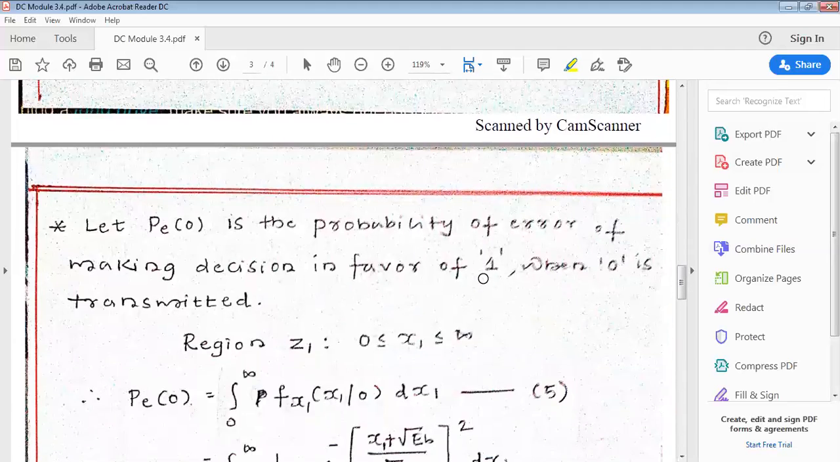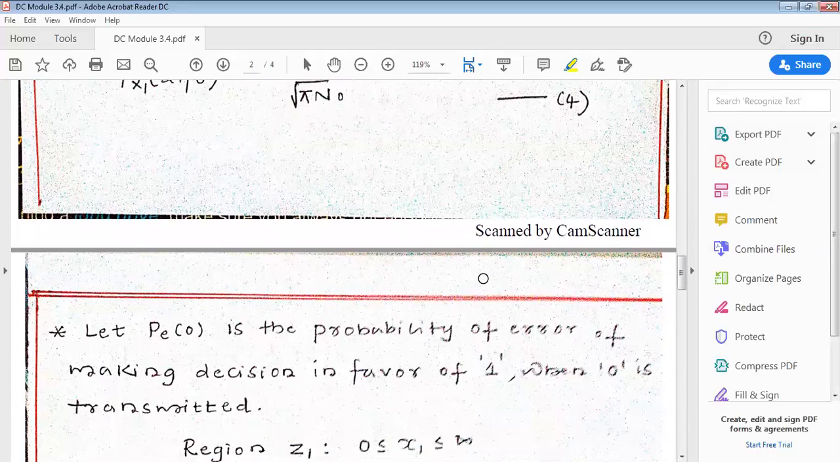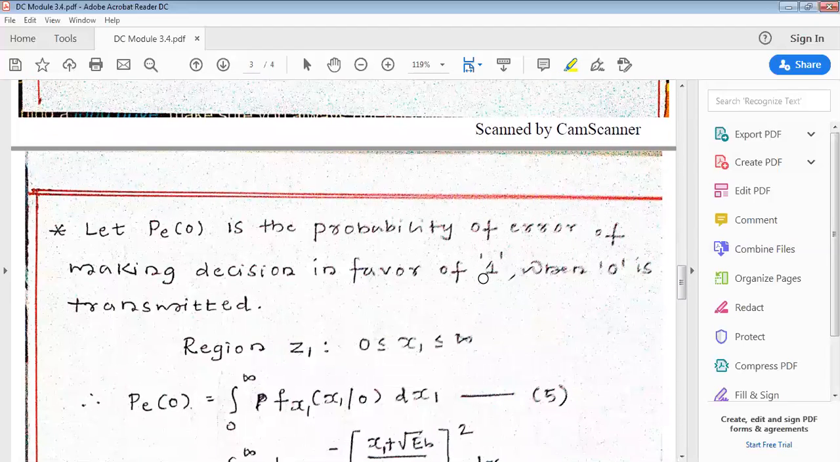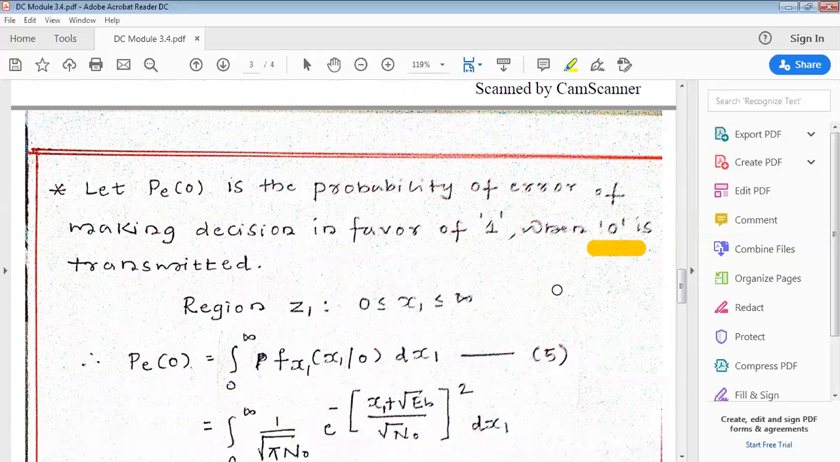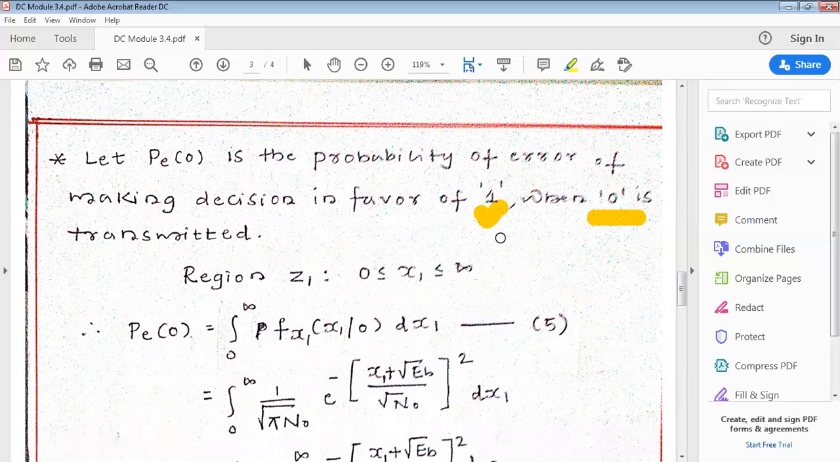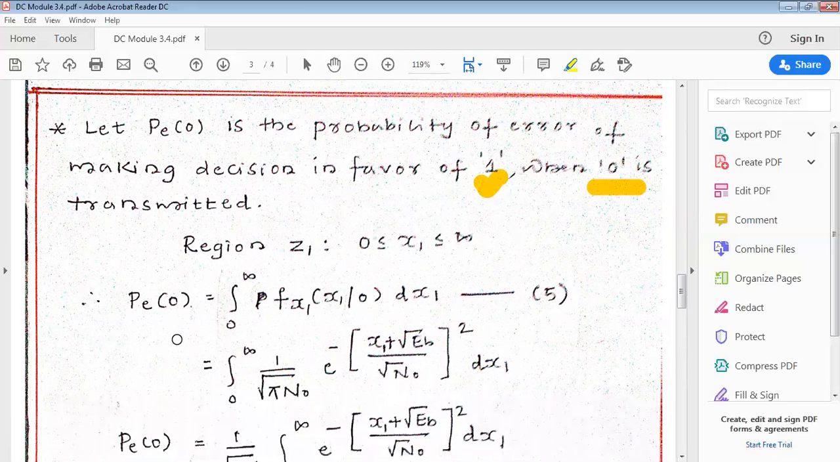Right. So next, once you know the conditional probability density function, we have to calculate the probability of error in making a decision in favor of 1, but the actual symbol transmitted was 0. We are supposed to get the symbol 0 at the receiver output, but the receiver is making a decision and giving us the symbol 1. Because of that, we are getting an error. So with what probability of error are we getting these values? That we have to calculate.